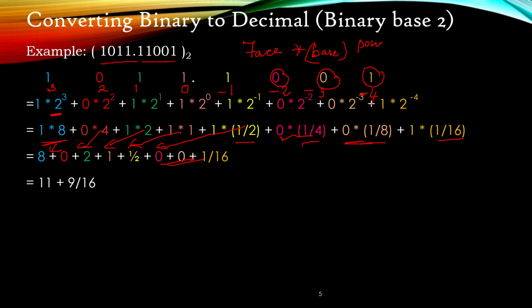So after adding, I'll be getting 11 plus 9 by 16. So this can also be written as 11.5625. Now this is the converted value of 1011.11001 to the base 2, right? So this is the answer. So hope this method is actually pretty easier than converting from decimal to any numbers, because here the formula is single for both the integer part and the decimal part.